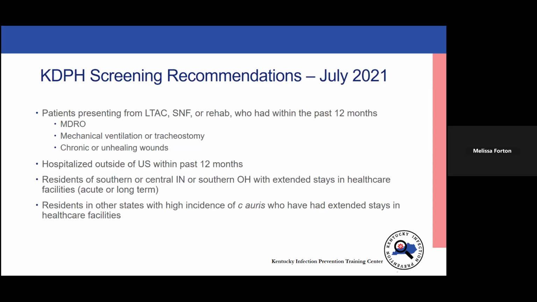Now, in 2021, we had our first case of C. auris in Kentucky. And the Kentucky Department for Public Health put out some screening recommendations about who to test. They recommended screening for patients who were presenting from a long-term care facility, a SNF, or a rehab facility who in the past 12 months had an MDRO, had used mechanical ventilation or had a trach, or had chronic unhealing wounds. They also recommended screening for any patient who had been hospitalized outside of the U.S. in the previous 12 months.